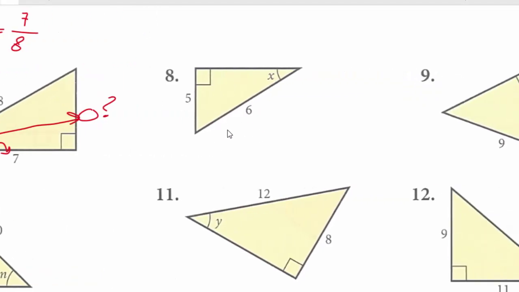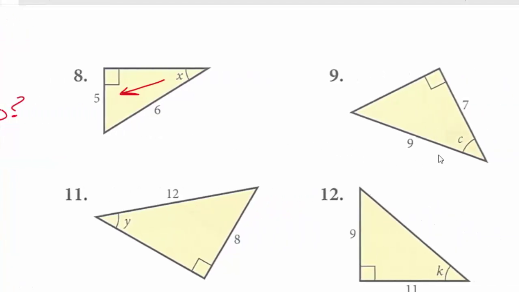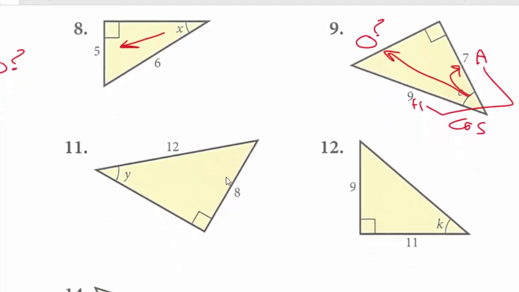Here, sine must be used because the opposite and the hypotenuse are given. Here, cosine must be used because this is adjacent, the opposite is not given, and this is hypotenuse, this is adjacent. From these two, cosine should be used.